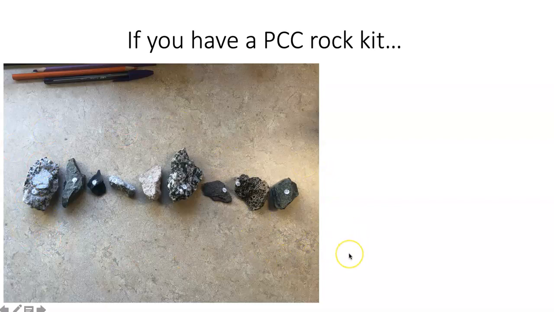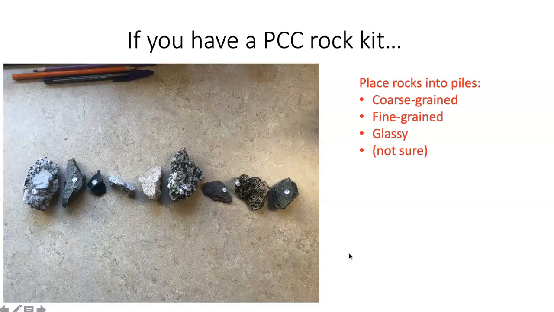And so what I'd like you to do is take them out, place them on the table, and place them into these different piles. Make a coarse-grained pile. Okay, so those are the ones where you can see the crystals quite visibly. Make a fine-grained pile, those where you can't see the crystals very clearly. They're very tiny. A glassy pile, see if you can see something that looks glassy. And then let's have a pile where you're just not sure, and that's fine. Go ahead and pause the video and try to do this.